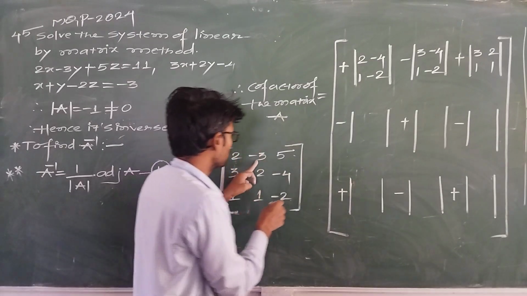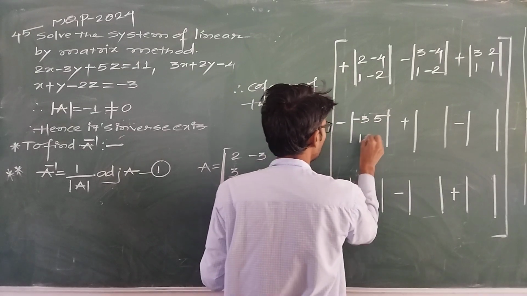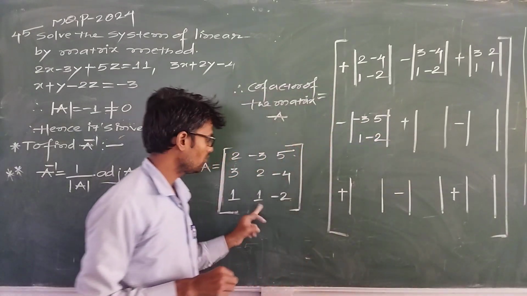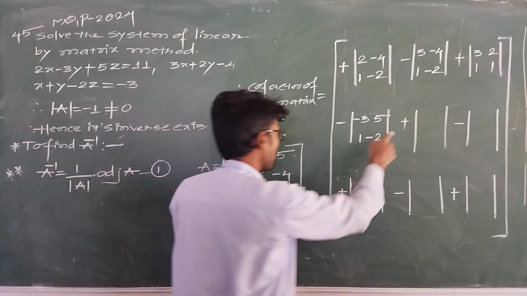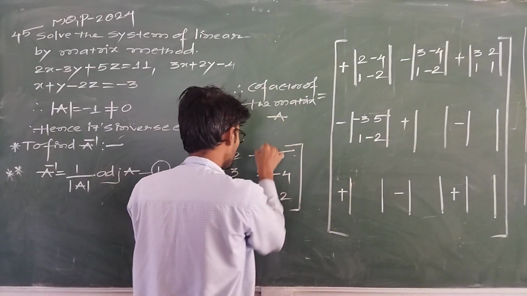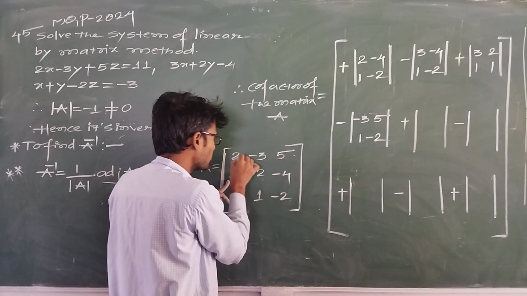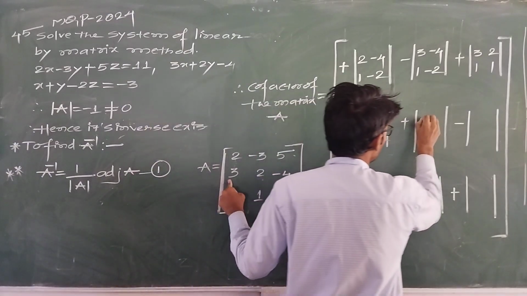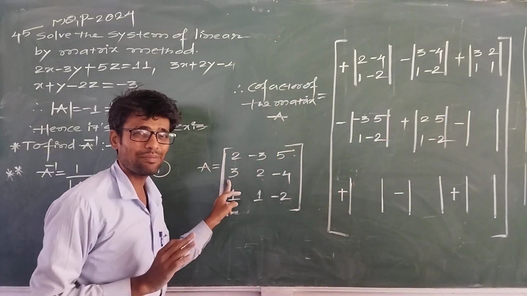Delete this row and this column. So you will get minus 3 5, 1 minus 2. Next, you take the cofactor of this 2. Already we are having a plus symbol. Delete this row and this column. So you will get 2 5, 1 minus 2. Correct value, right? So, very easy simplification.